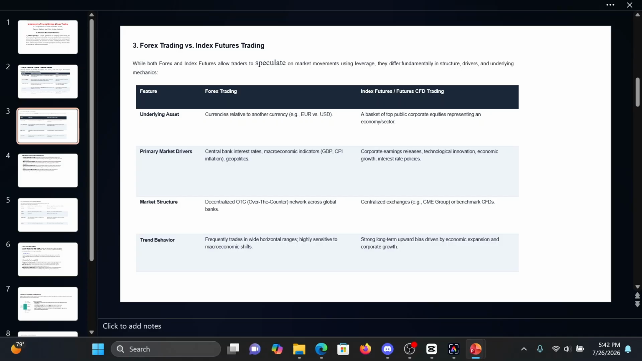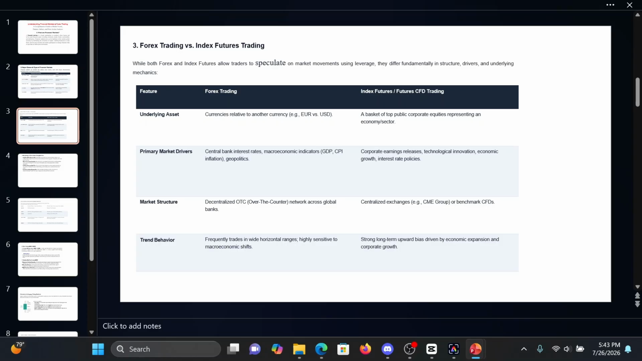This is the future, this is forex. So for futures we have the underlying assets, and for forex we have currencies relative to one another, e.g. the Euro USD, and here we have e.g. the NASDAQ. Then the index future, or the CFD, which people trade under the forex sector, is a basket of publicly listed corporate equities representing an economy or an asset.